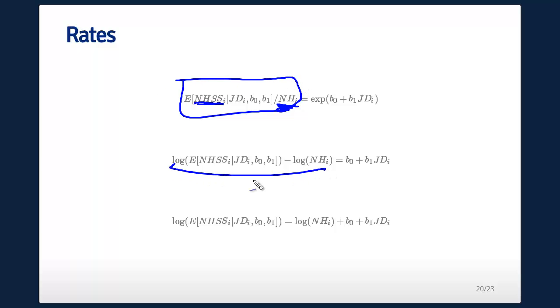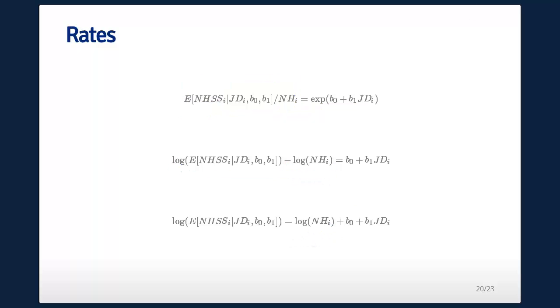I can log both sides, right? And I want it to be a log linear model. And then I can move this log number of web hits to the other side. So what's the result? The result is that we model our log count, the count of the number of hits from simply statistics, and we put in the log total number of hits as a term without a coefficient, a so-called offset.